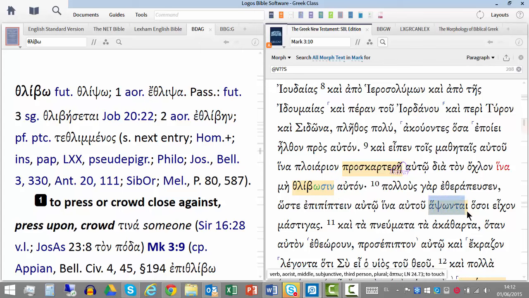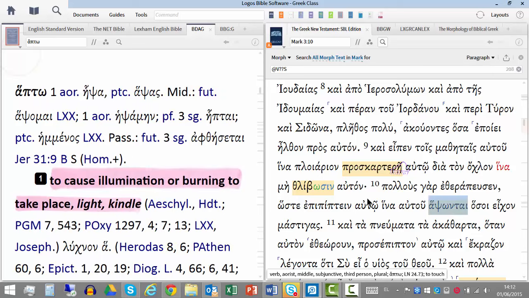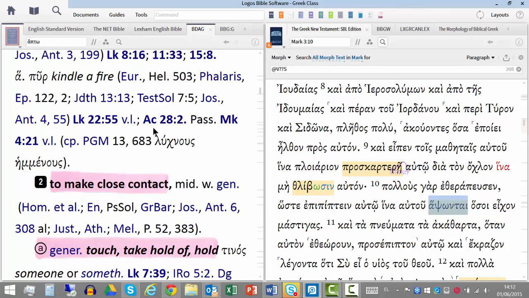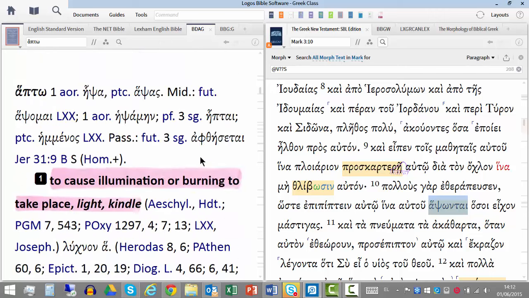Here's another one, hapsontai. This is going to be from hapto. If I double click on it, hapto means to cause illumination or burning, to light or kindle. It also means to touch. Let's go and find another definition. To make close contact, generally to touch, take hold of, or hold. And this tends to be in the middle voice. There you see it. So when it's used in the middle voice with the genitive, it means to touch.